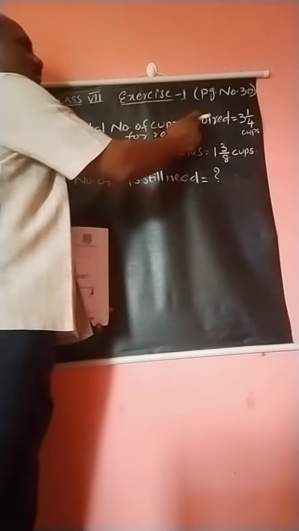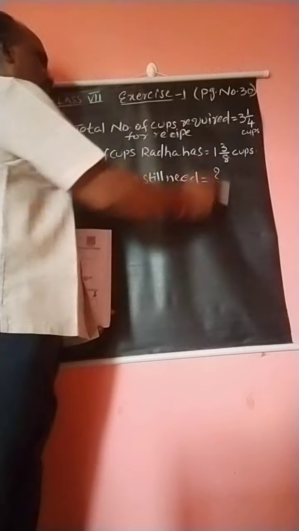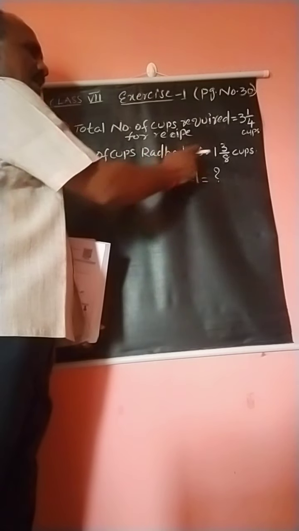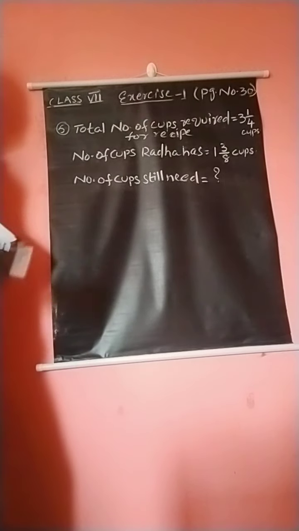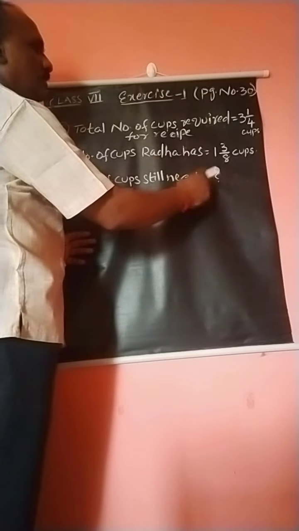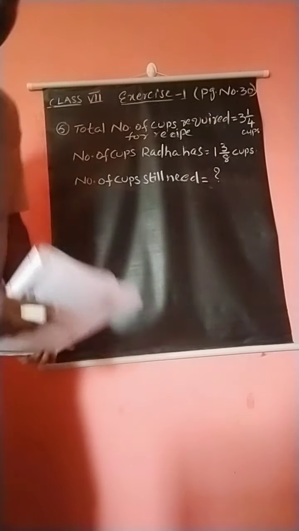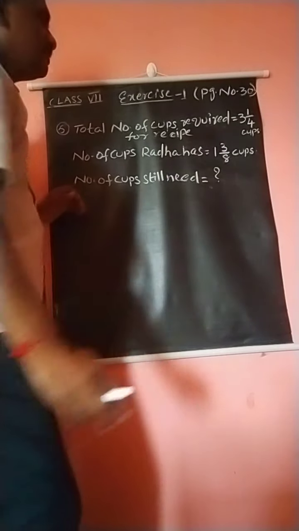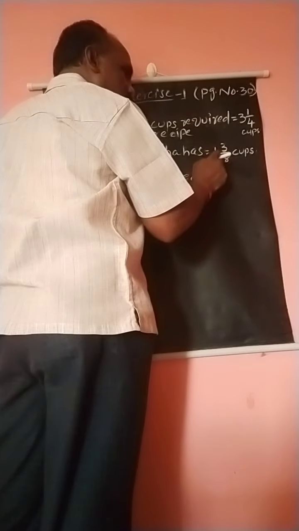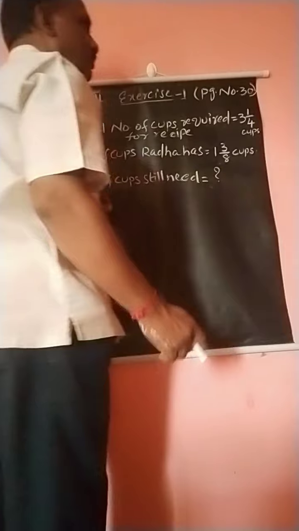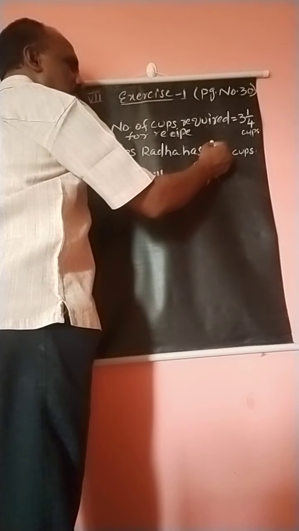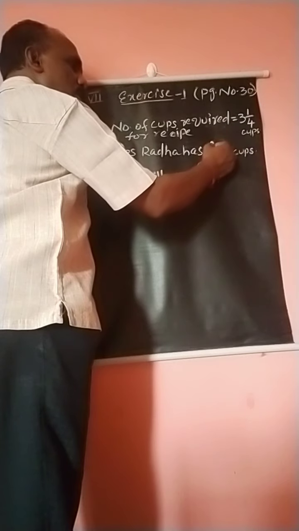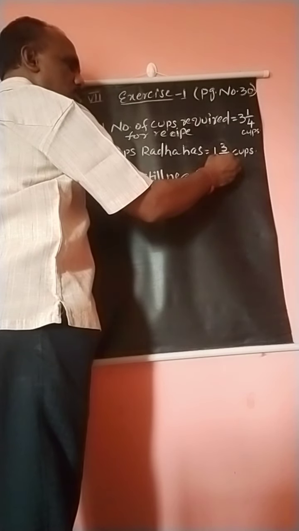The total number of cups required for the recipe is 3 1/4 cups. The number of cups Radha has is 1 3/8 cups. So the number of cups she still needs is the question mark. That means, to find how many she still needs, you have to subtract 1 3/8 from the total of 3 1/4 cups. You should subtract the cups she has from the total number of cups.